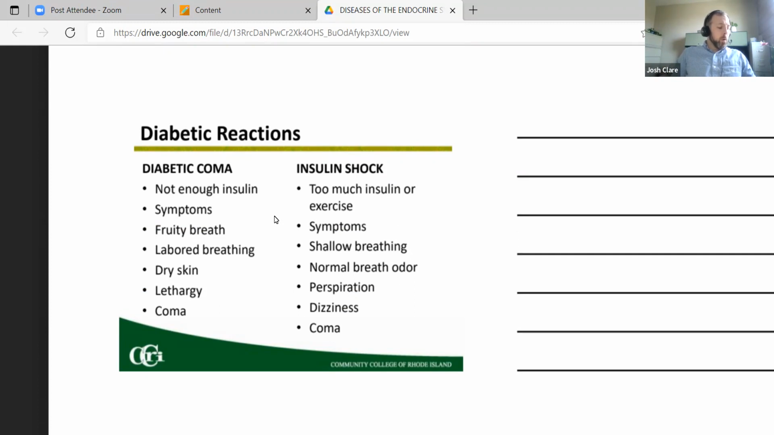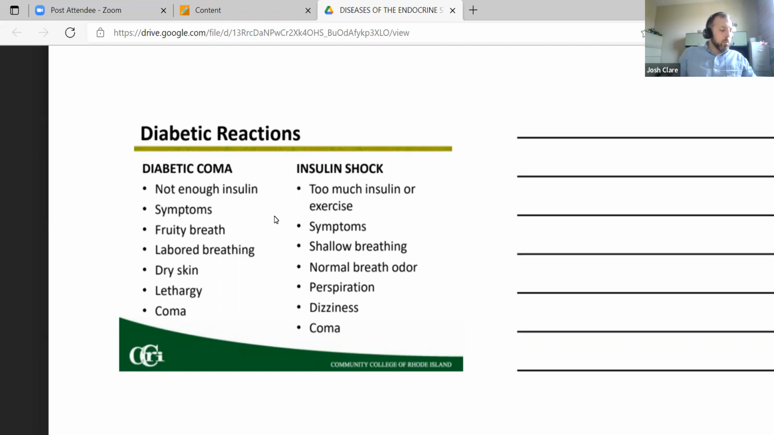So diabetic coma reaction when the person does not have enough insulin. Or they're hyperglycemic, so too much sugar. So signs include fruity breath smell from the ketones in the blood, also labored breathing, lack of perspiration, so dry skin, person will appear lethargic and could go into a coma and possibly die. Important that these individuals take medication. Sometimes when people eat too many of the wrong foods or change their activity level and are less active, their medications could be adjusted.